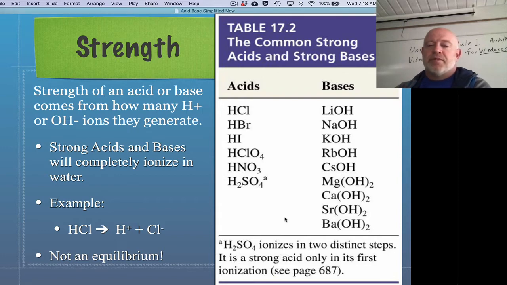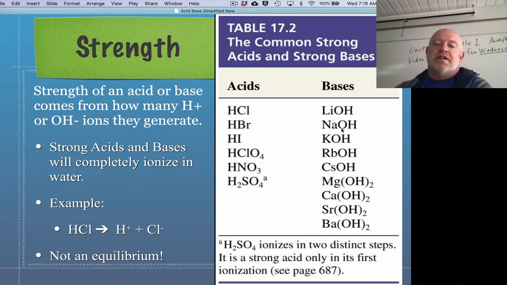Your bases are all of your alkali metals, lithium, sodium, potassium, rubidium, cesium, with hydroxide, okay? And most of your alkaline earth metals with hydroxides, okay? So it's pretty easy to identify your strong bases because they're going to have hydroxide on them for sure, and they come from the alkali metals and the alkaline earth metals for the most part, okay? There's a few exceptions, like beryllium hydroxide isn't considered strong, but I won't test you on those little exceptions, okay?